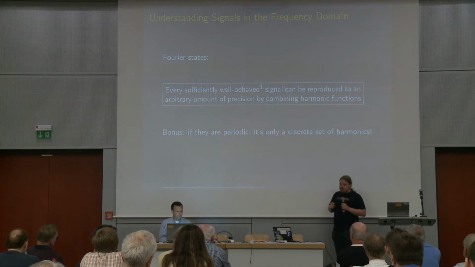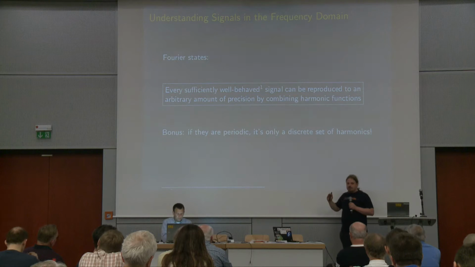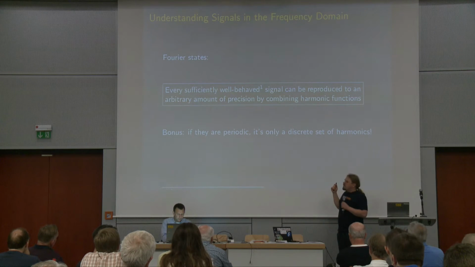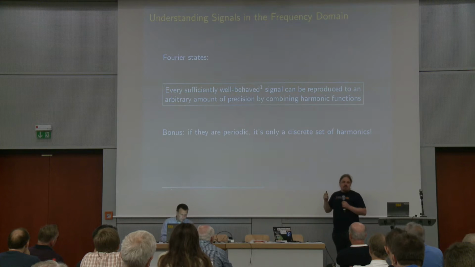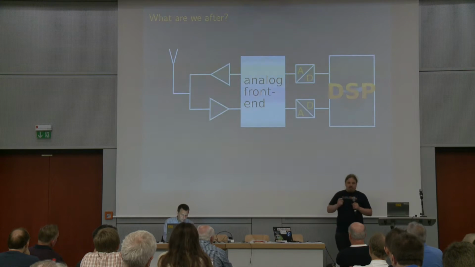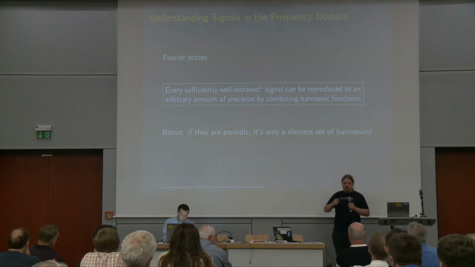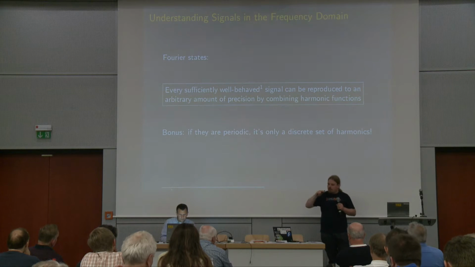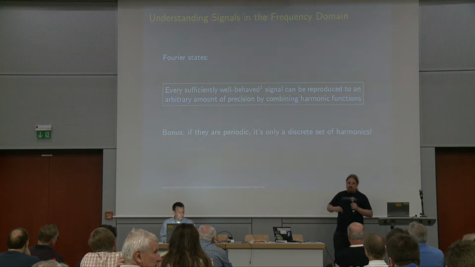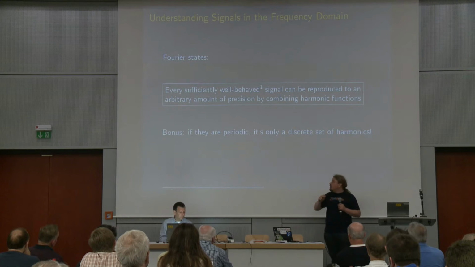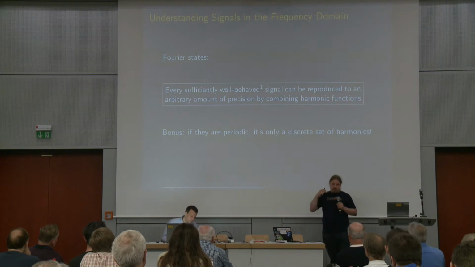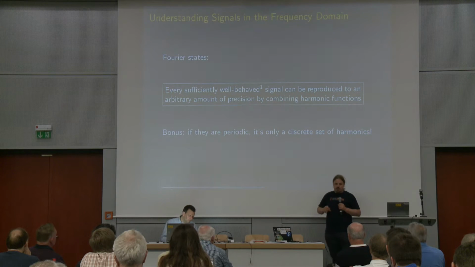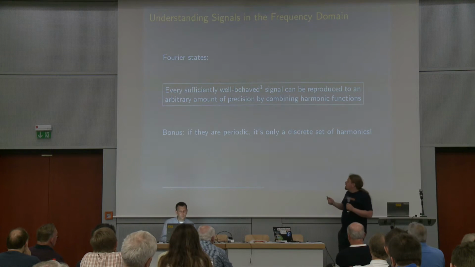So for every signal, we know that if that signal fulfills certain criteria that, well, I have 30 minutes, I'm not going to talk about all of that, but basically for all interesting signals, Fourier says we can actually decompose that signal and represent it as a sum or an integral over a lot of harmonics. It's not said that these are a finite amount of harmonics, but it's definitely representable to an arbitrary amount of precision if we have enough harmonics.